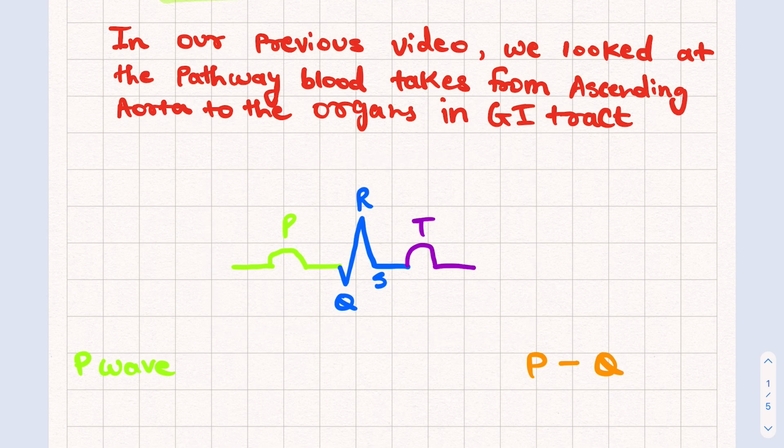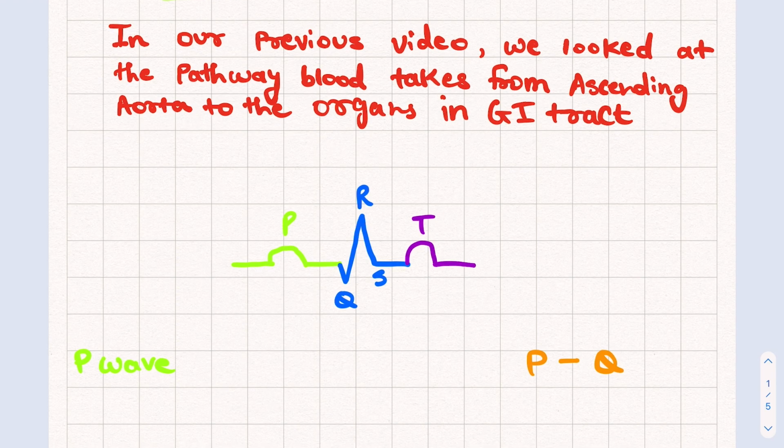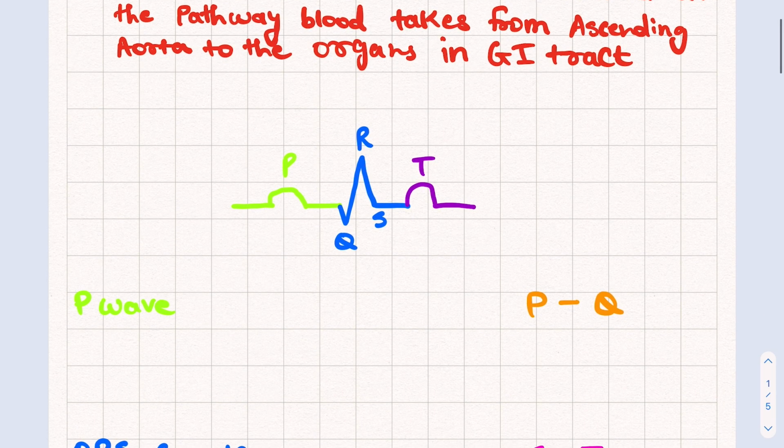ECG is basically composed of three main parts: the P wave, the QRS complex, and the T wave. P wave is represented in light green color, QRS complex represented in blue color, and then T wave represented in purple color. Now these parts of the ECG mean something, so let's look at them. Let's look at the first part, which is the P wave.